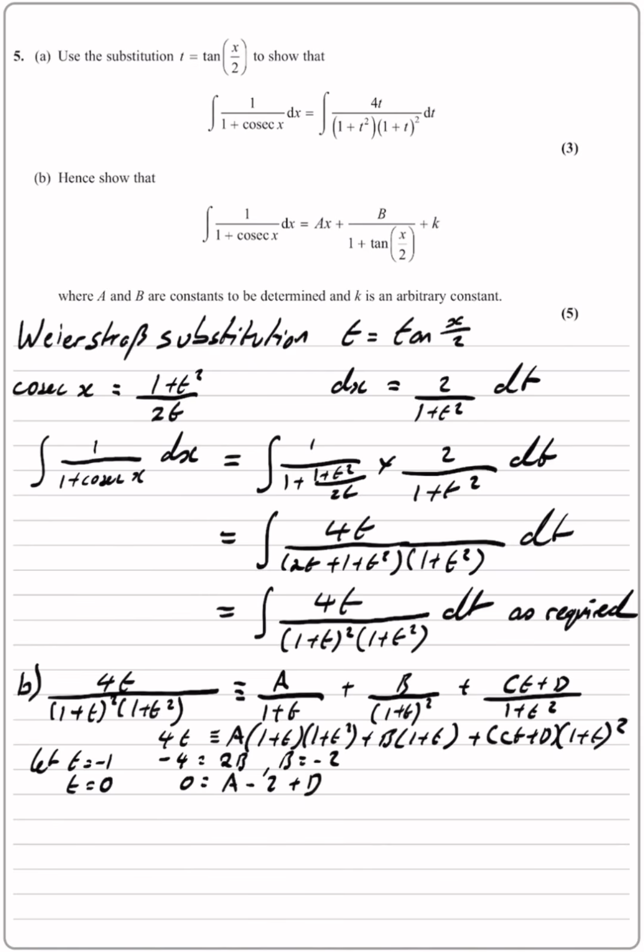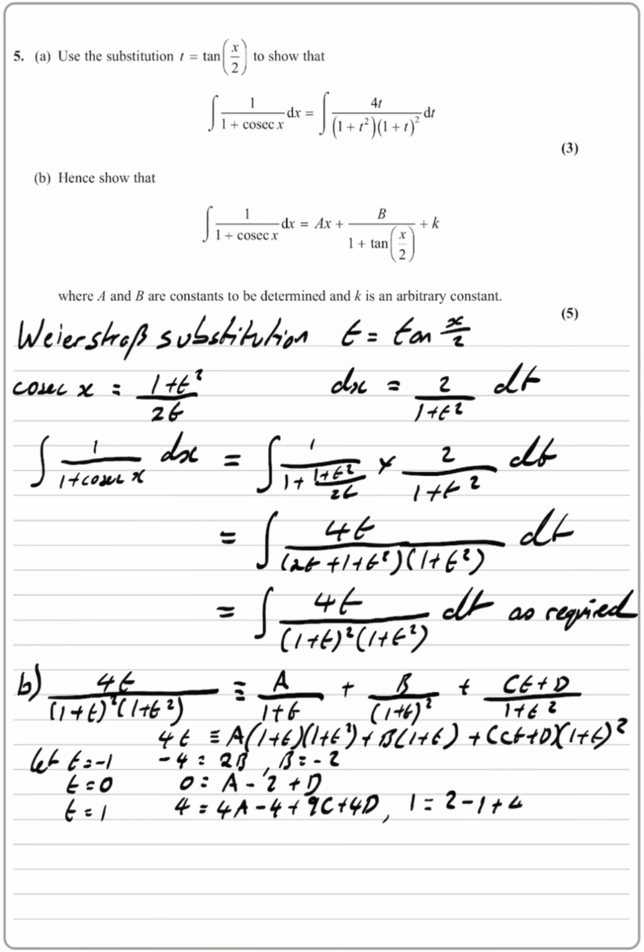I've chosen t equals 0. You didn't have to choose 0. You could have chosen alternative values of t, but when t is 0, we get 0 equals a subtract 2 plus d. And then I've chosen t to be 1. 4 is equal to 4a subtract 4 plus 9c plus 4d.